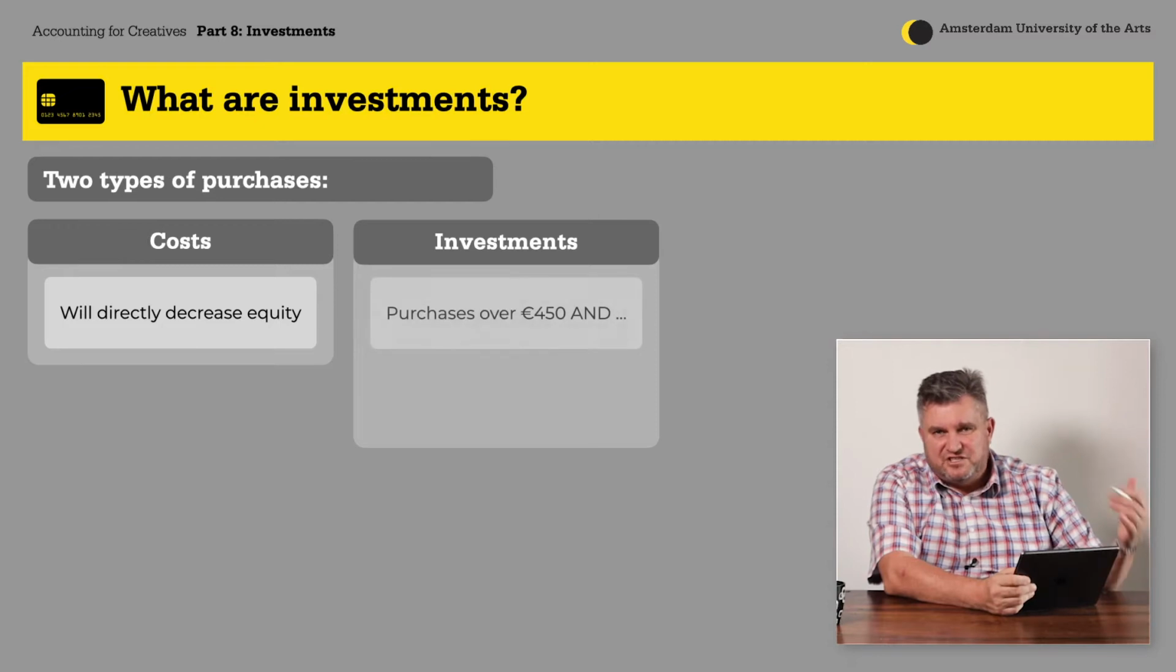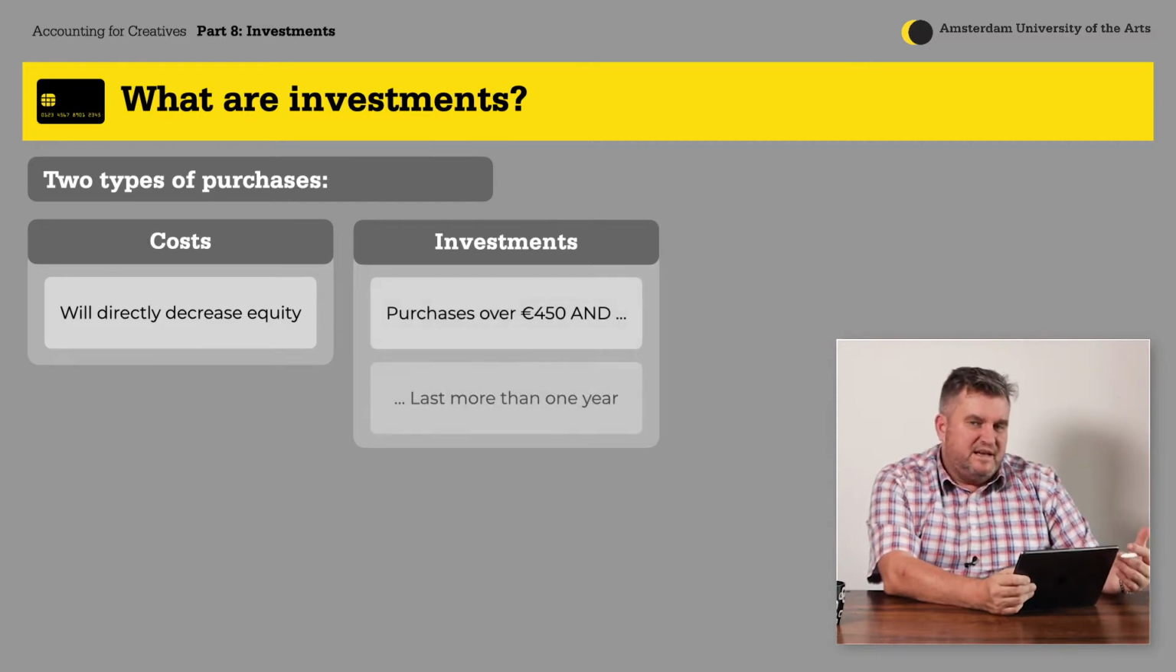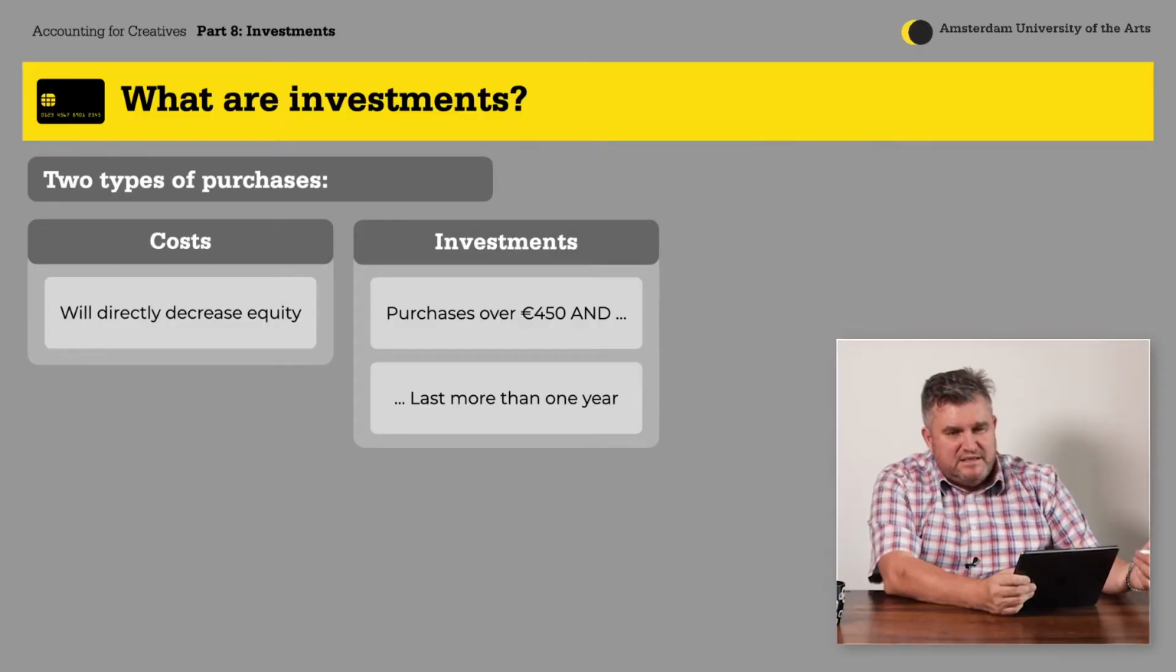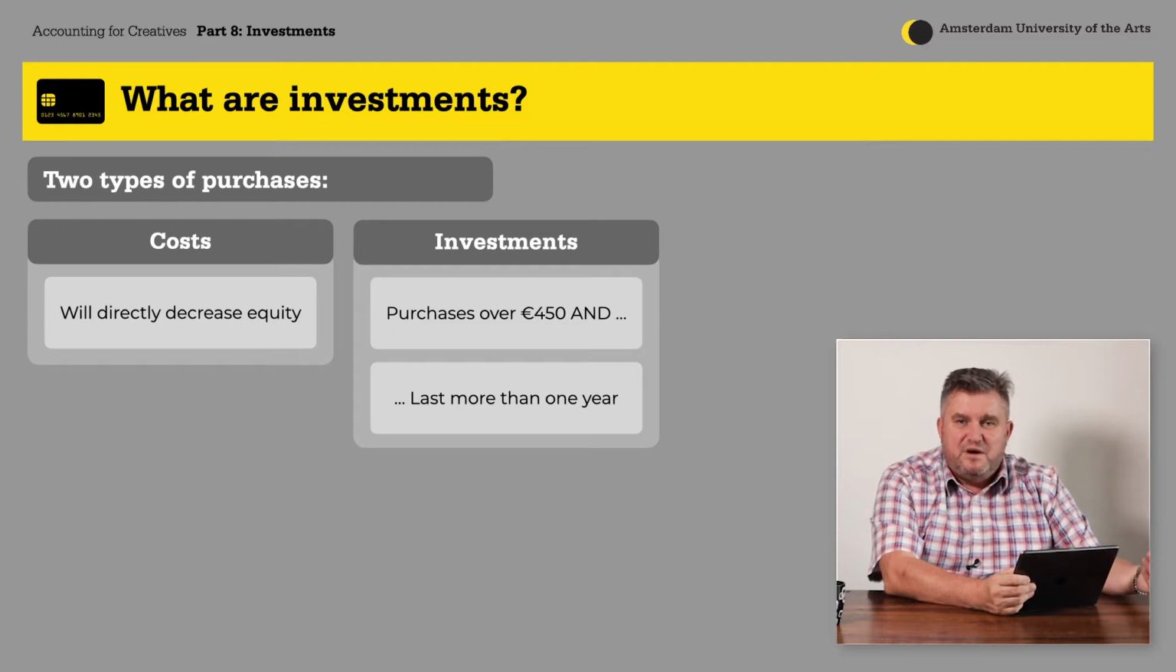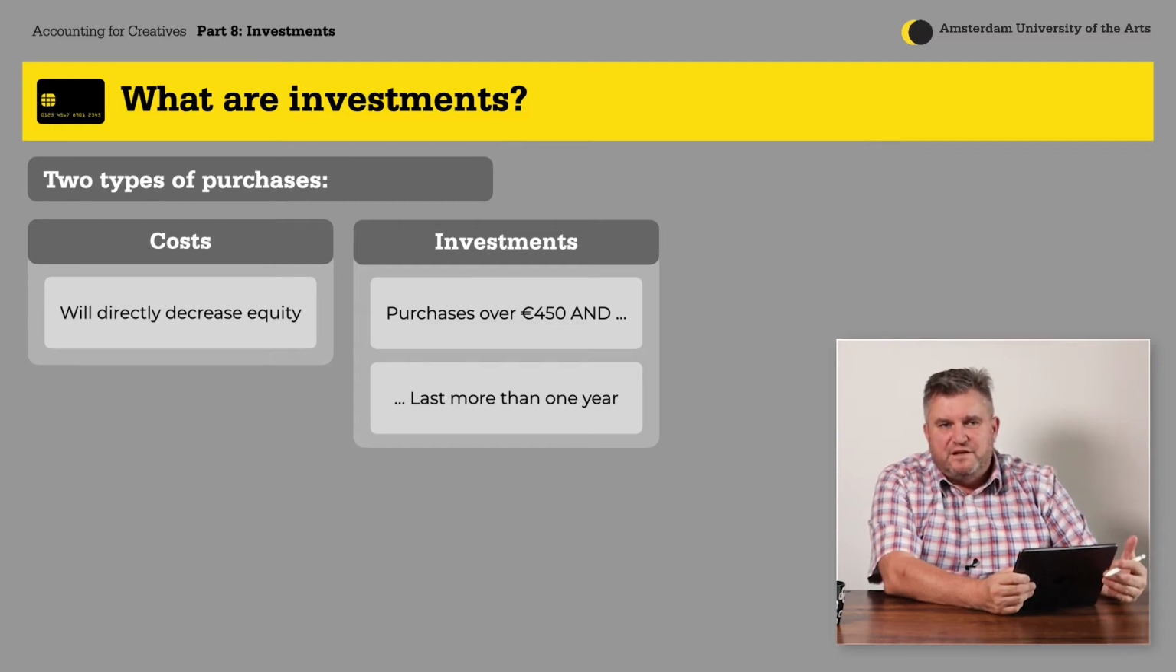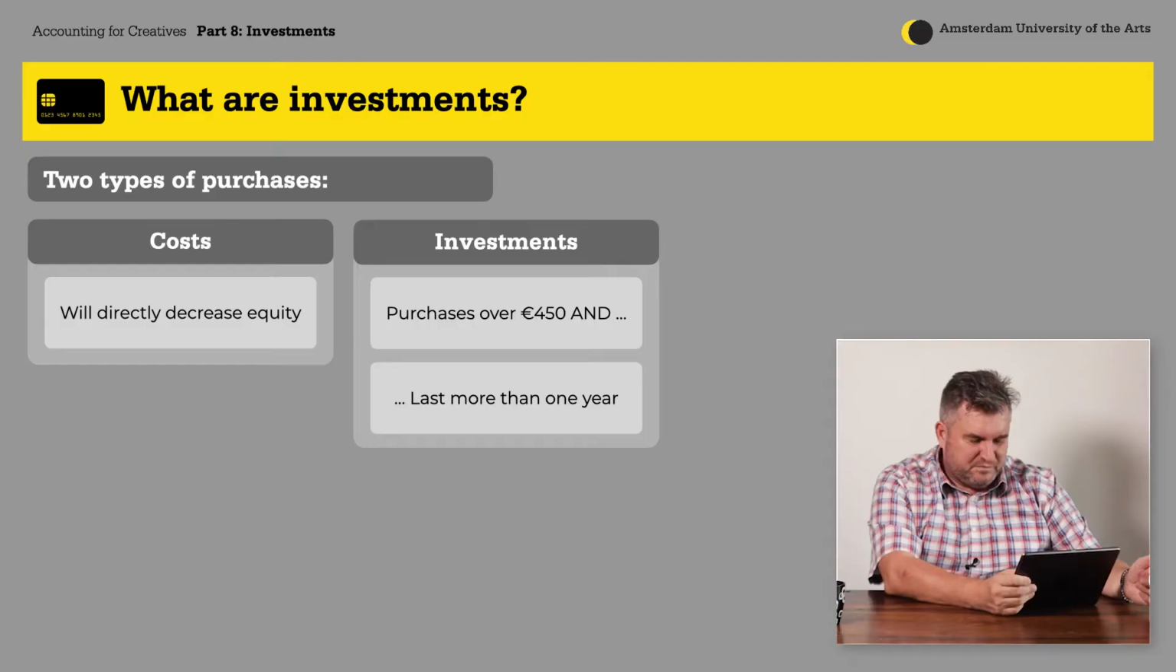Investments are purchases over 450 euros. This is a Dutch limit. And they last at least more than 1 year, so they go over the 1st of January to the next year. And we don't consider them cost right away because we change money for something valuable for the same price. So our assets are kind of keeping the same amount. It just changes within the assets, the form changes.